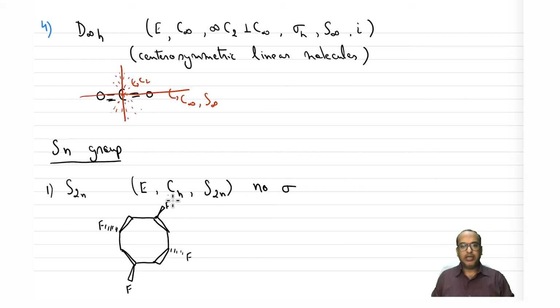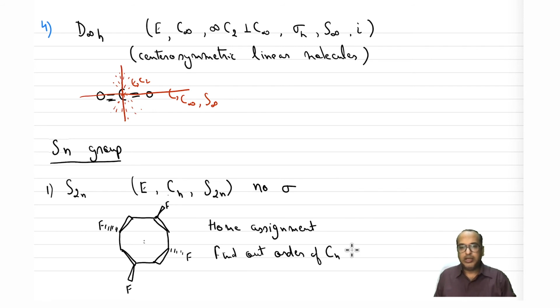There is E, there is Cn. So in this case, what will be your Cn? Try to find out. And then you will have an S2n. So try to locate Cn, and find out the order of the Cn and S2n axes in this molecule. Let us take it as a home assignment. And if you have any difficulty, come back to me.